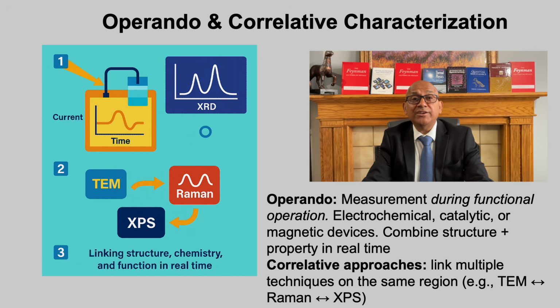Correlative characterization extends this idea. The same microscope region is examined sequentially by TEM, AFM, Raman, or XPS to gather complementary information on structure, chemistry, and functionality. Together, operando and correlative methods reveal not just what a material is, but what it does and how that changes under realistic conditions.